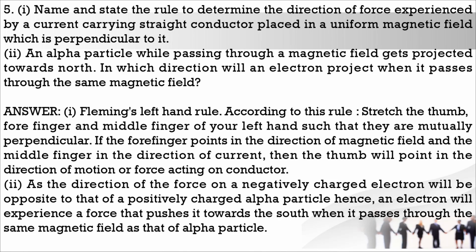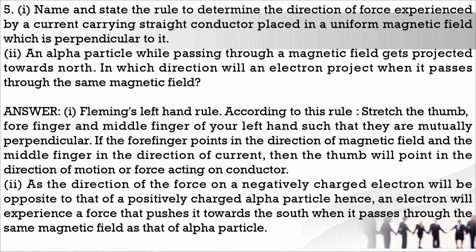Fifth question. Name and state the rule to determine the direction of force experienced by a current carrying straight conductor placed in uniform magnetic field which is perpendicular to it. Second, an alpha particle while passing through a magnetic field gets projected toward north. In which direction will an electron project when it passes through the same magnetic field?